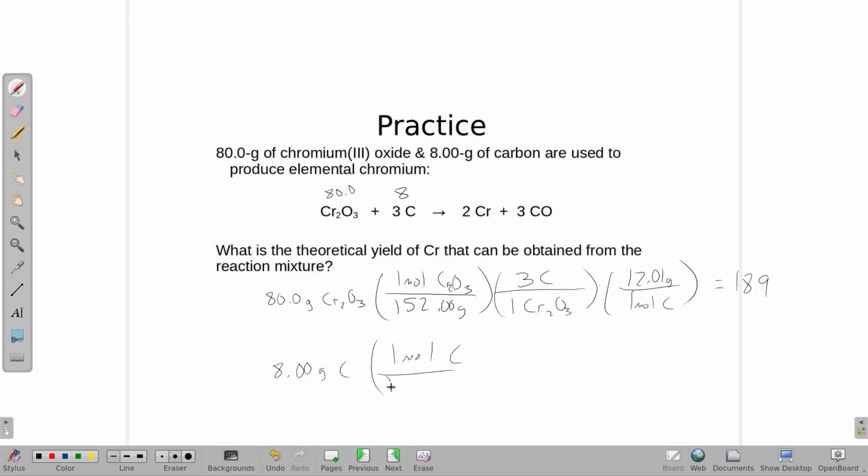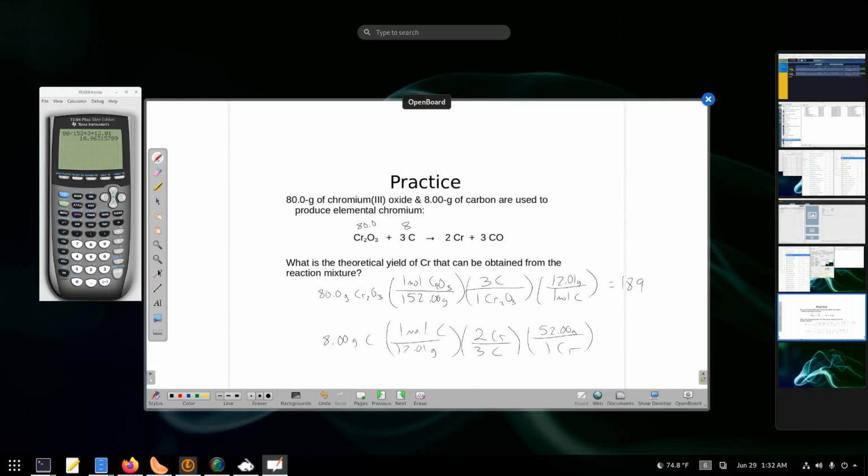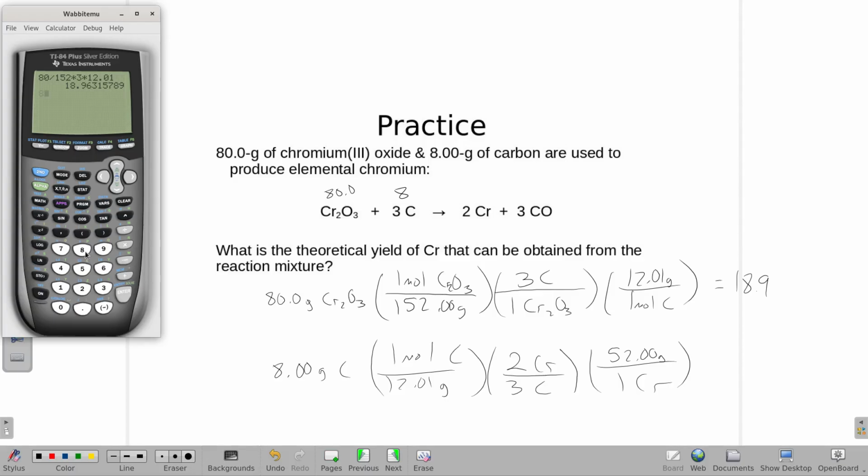So 1 mole of carbon, 12.01, and every 3 carbons gives us 2 chromiums, according to our balanced equation. And 1 Cr weighs 52.00 grams. So what is my theoretical yield of chromium? 8 divided by 12.01 times 2 divided by 3 times 52, and we get a mass of 23.1.